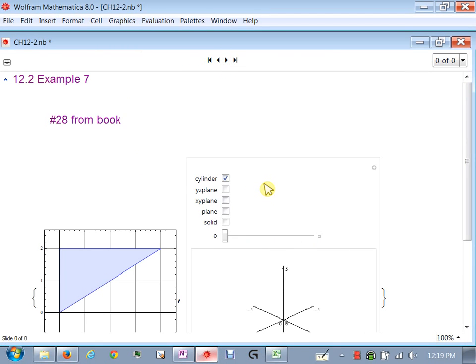Okay, number 28 from the book. Same thing. Find the volume of the solid bounded by y squared plus x squared equals 4, z equals 0, x equals 2y, x equals 0, z equals 0 in the first octant. Sorry, I keep looking at the wrong line.